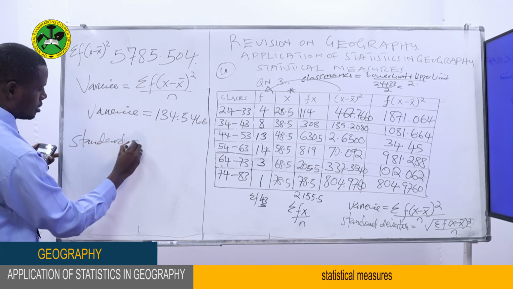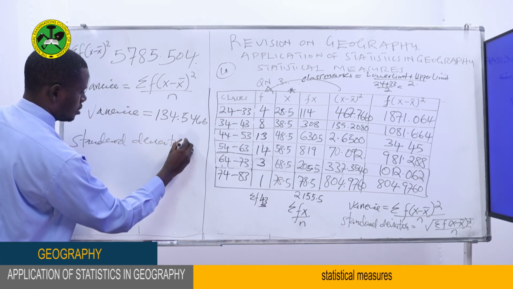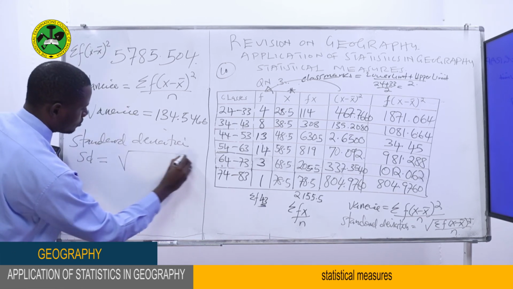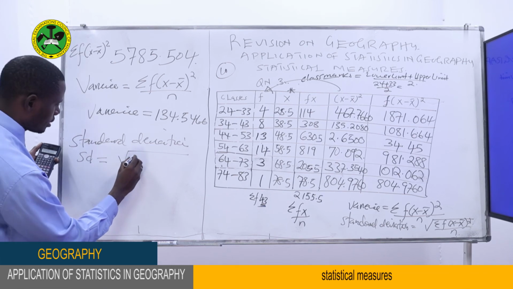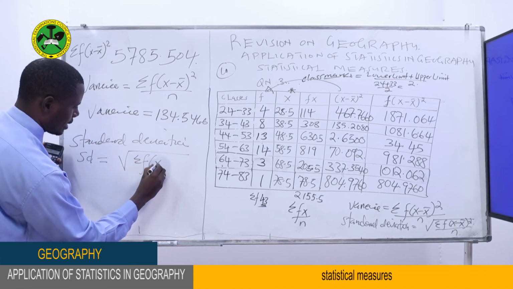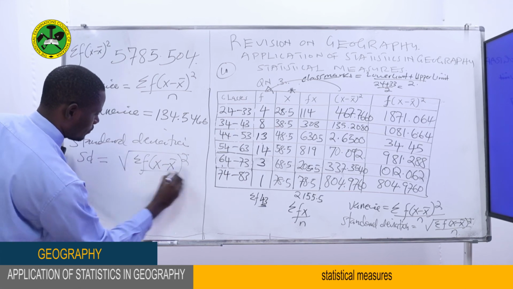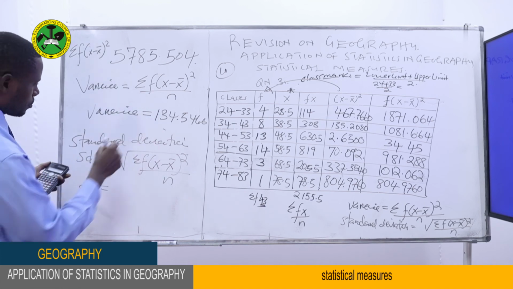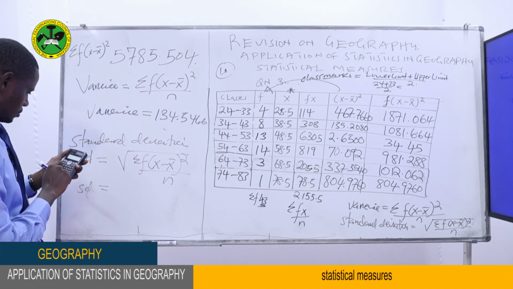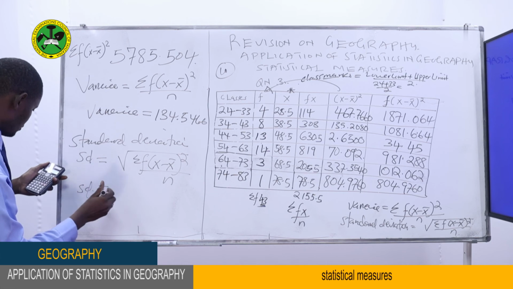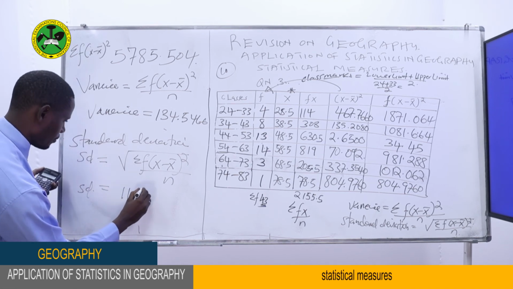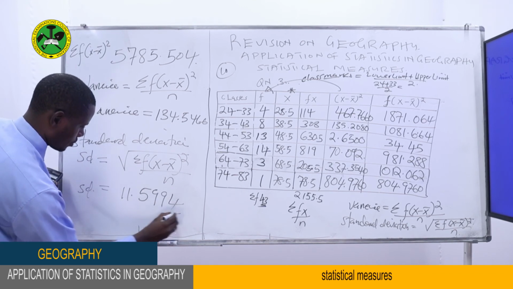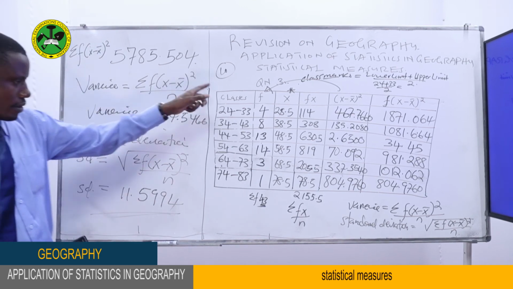Then we go for the standard deviation. We say the standard deviation is given by, we just take the square root of the variance. Then we take the square root of the summation of f bracket x minus x bar squared, then we divide by n. So for that case, our standard deviation, we just take the square root of that one. Then the answer will be 11.59994. So this is the standard deviation for our question over there.